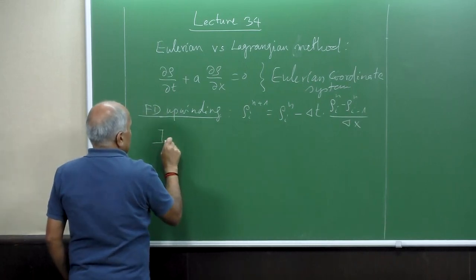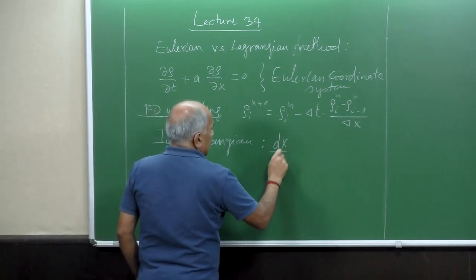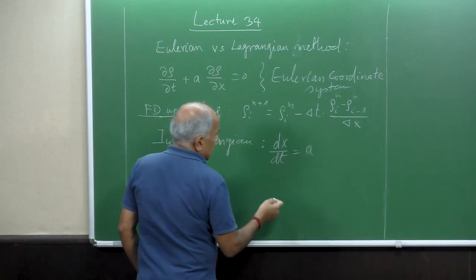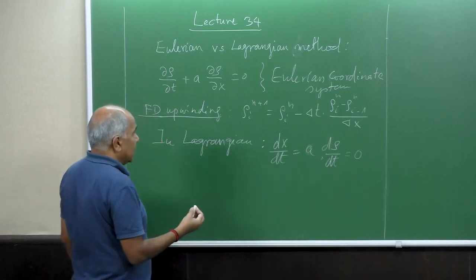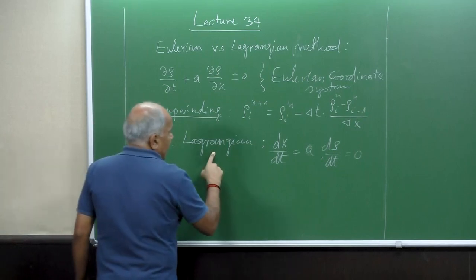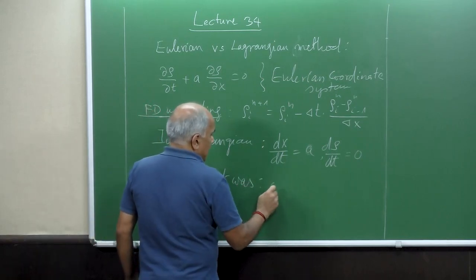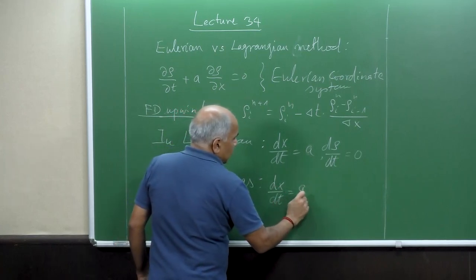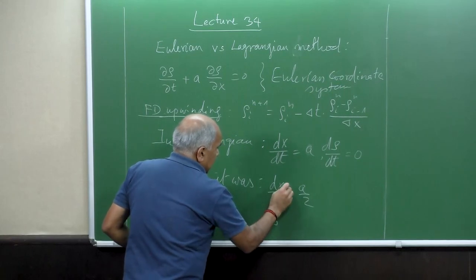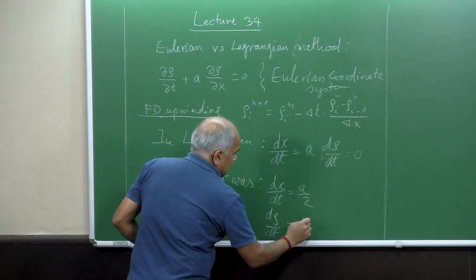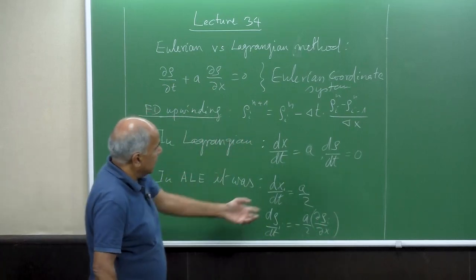but in Lagrangian, we had dx by dt as a, and d rho by dt was 0. So there was nothing to be done. But in arbitrary Lagrangian Eulerian, in ALE, it was dx by dt is a by 2, because we split this a into half and half, and then d xi I by dt is minus a by 2 del rho by del x at time level I. So this is the upwinding scheme.